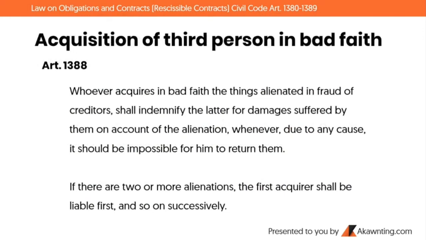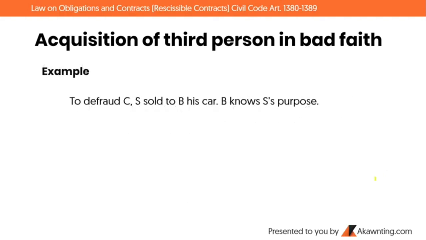Acquisition of third person in bad faith. Okay, Article 1388. So, let's read and may example. So, whoever acquires in bad faith the thing alienated in fraud of creditors shall indemnify the latter for damages suffered by them on account of the alienation. Whenever due to any cause, it should be impossible for him to return them. Okay, if there are two or more alienations, the first acquirer shall be liable first and so on successively. So kung maaalala nyo, kanina, kapag na-acquire ng third person yan in good faith, hindi na pwede ang rescission. Okay? So, example na lang tayo.